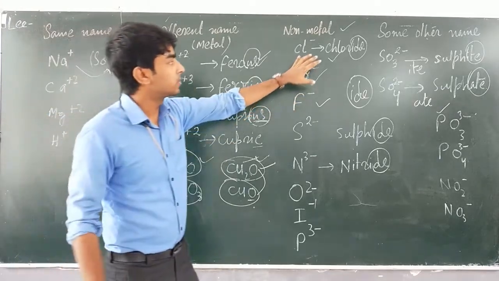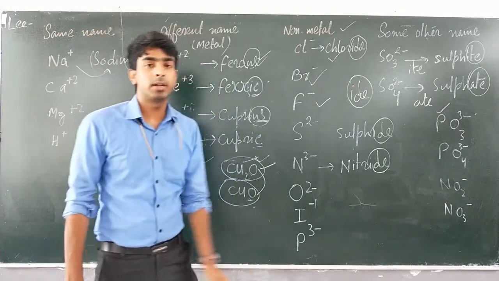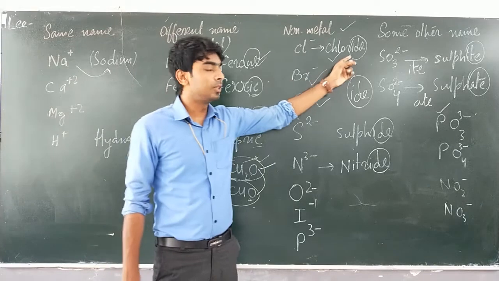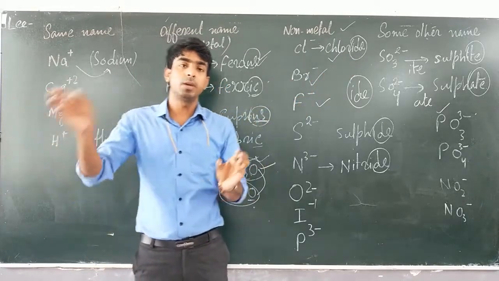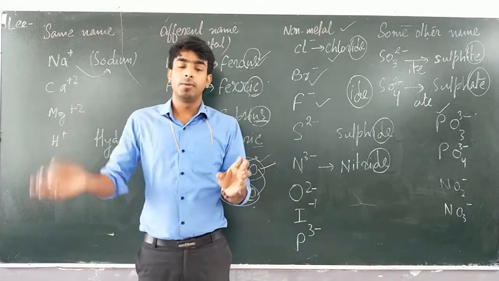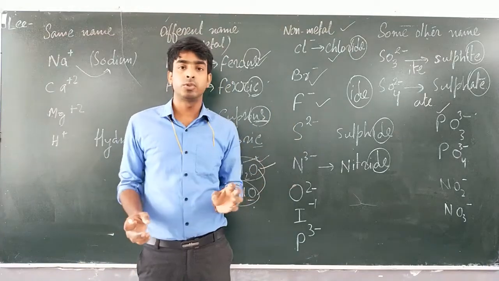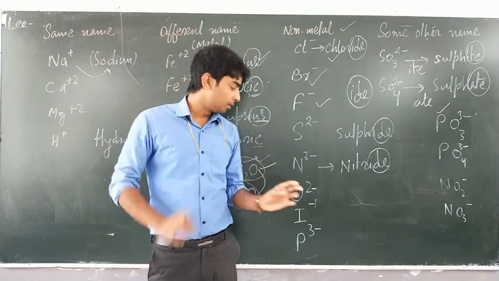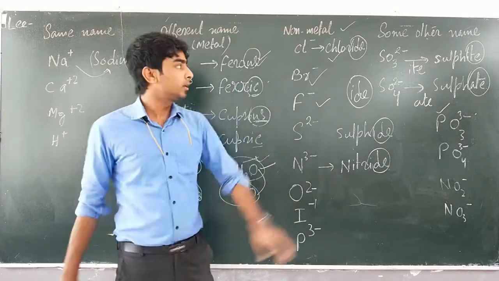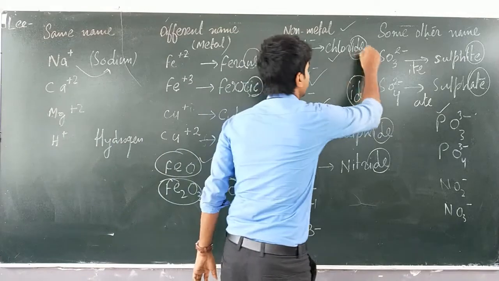Okay. In the same way, all the non-metals which have charges always carry IDE with them. So if it is chlorine, it will be chloride. If it is bromine, it will be bromide. If it is fluorine, it will be fluoride. If it is nitrogen, then it will be nitride. If it is oxygen, then it will be oxide. So all the non-metals contain one thing, IDE.